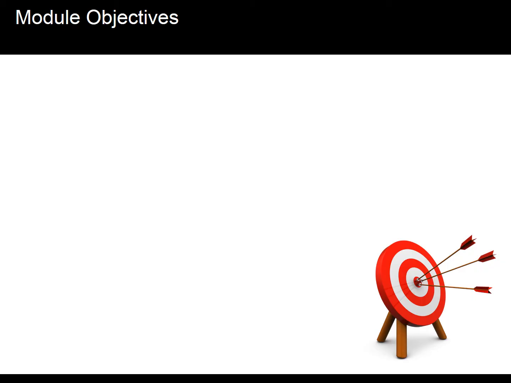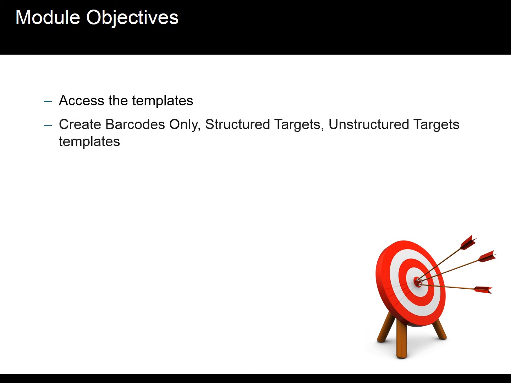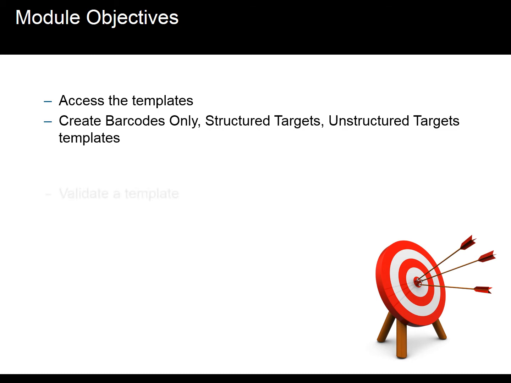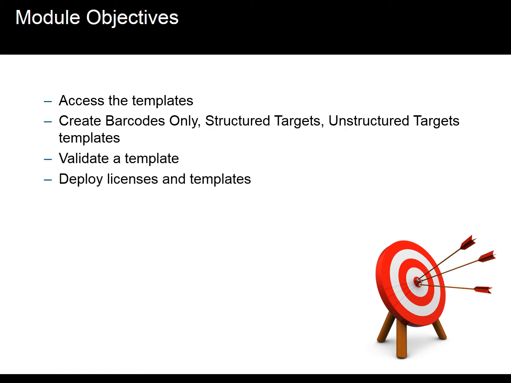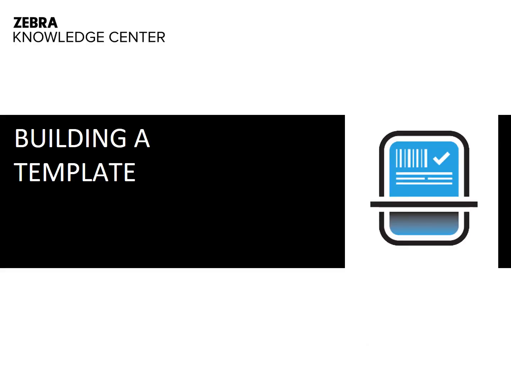Module 2, Template Creation. By the end of this module, you should be able to access the templates, create a barcodes-only, structured targets and unstructured targets template, validate a template, and deploy licenses and templates to a device. This module is split into 3 sections covering these topics. In this section, you will learn how to build a template.